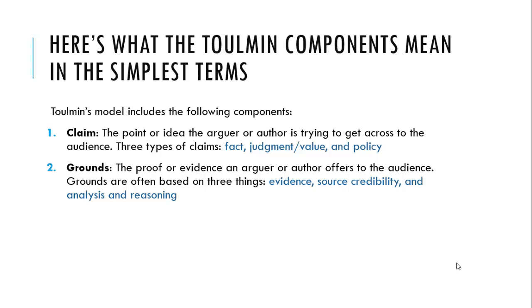And it's the evidence that the author of the argument offers to the audience to show why their argument matters, what it's based in. And grounds are often based, again, on 3 things. So evidence, and by evidence we mean facts, statistics, things that are often empirical in nature. You can replicate and actually find out that potential piece of truth. Source credibility. So, is the source reliable? Is it credible? Is this something that actually would stand up when being looked at by a larger body of people? And then analysis and reasoning. So that's the third component of grounds.